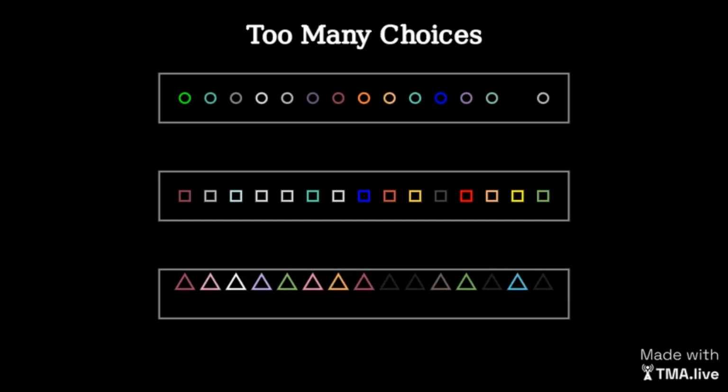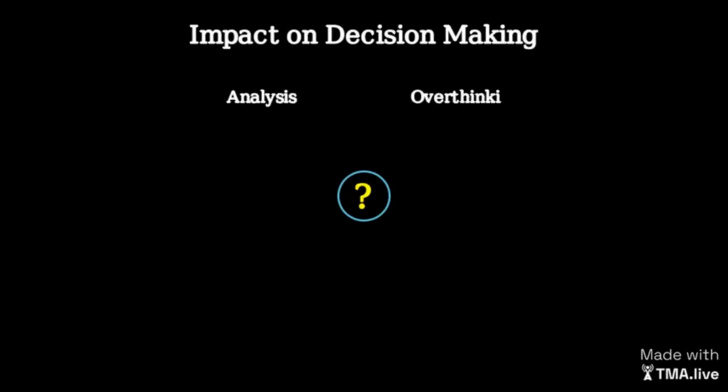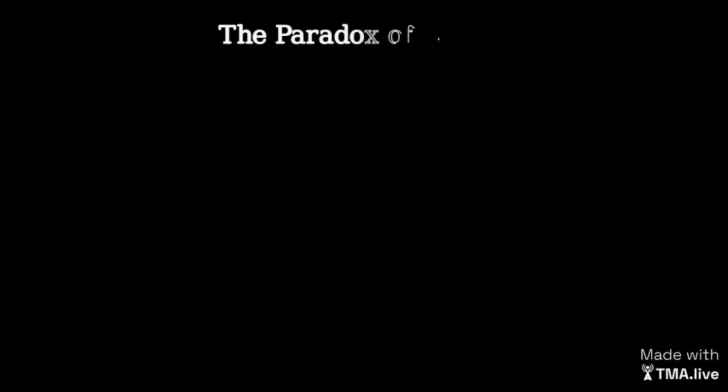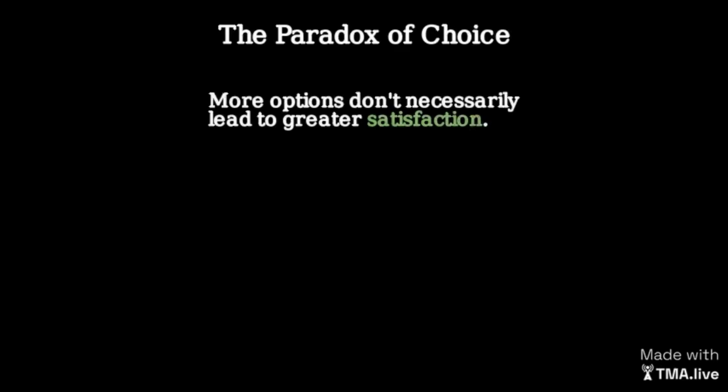This visual illustrates the feeling of having too many choices. When faced with too many choices, we often overanalyze and overthink, leading to indecision. This can result in frustration and a failure to make any decision at all. The paradox of choice suggests that having more options doesn't necessarily lead to greater satisfaction.